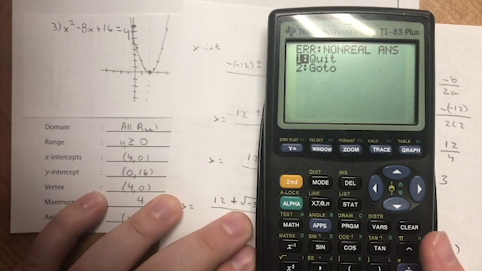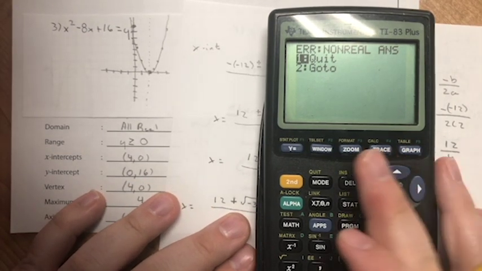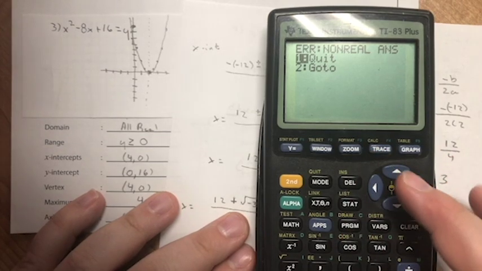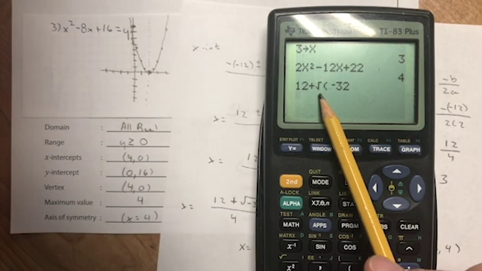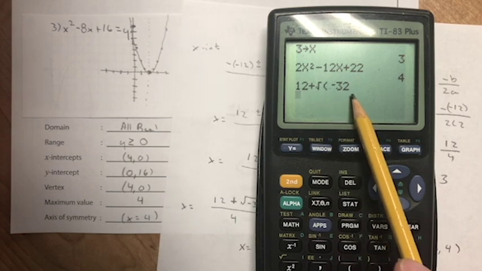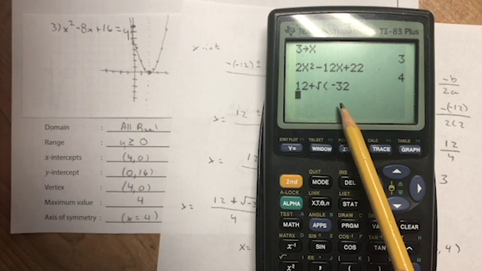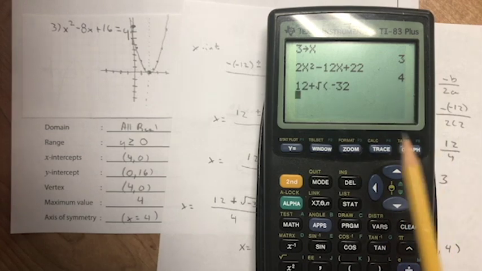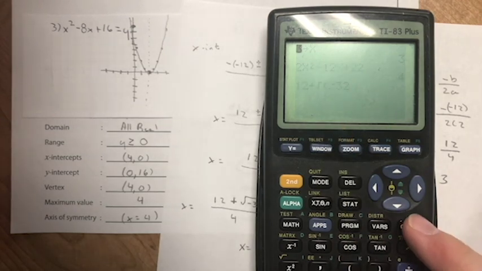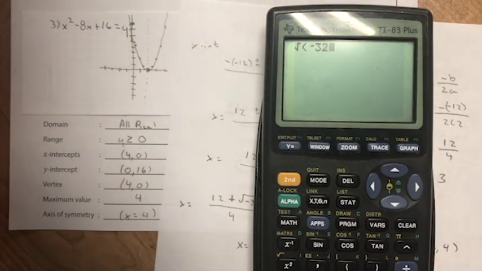Well, why is this the case? Why is this a non-real answer? Let's look at this question again. It's asking for the square root of negative 32. Remember, square root is saying what number multiplied by itself gives me that number. So I'm asking the calculator to tell me what number multiplied by itself gives me negative 32. There is no known number in the universe that when multiplied by itself will give me a negative number.